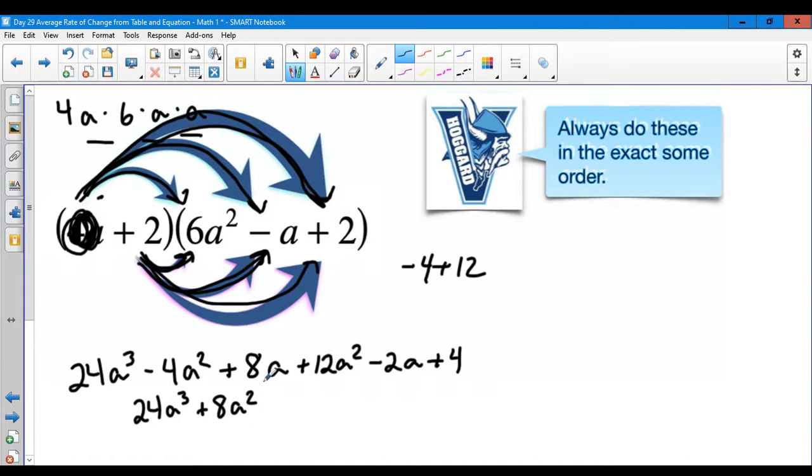Now I look at the a to the first power. When it's to the first power, there's no exponent written, but it's there. That's 8a to the first power. That's negative 2a to the first power. 8a minus 2a is positive 6a. And then finally, this constant at the end is just a positive 4. I don't see any other constant in the terms here, so we'll just copy that one down.